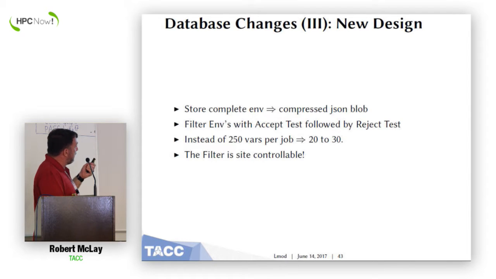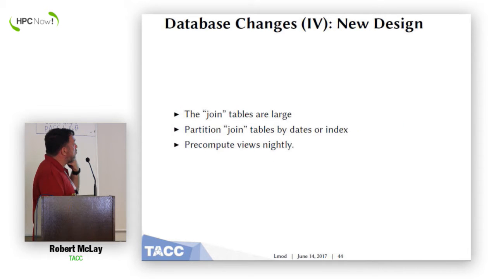So things like storing the complete environment in a compressed blob, or filtering the environment with an accept test, so I can reduce the number of environment variables from an average of 250 to 20 or 30 or less, and the filter is site controllable. I'm also looking at ways to cut down the size of the table by partitioning it by dates or by index and pre-compute things nightly so that you can get fast access to this stuff.